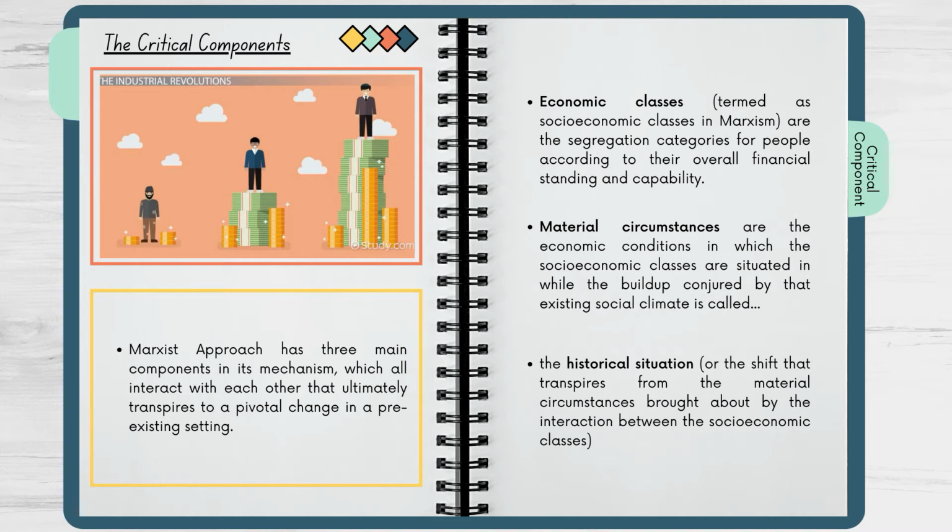Material circumstances are the economic conditions in which the socioeconomic classes are situated in, while the build-up conjured by that existing social climate is called the historical situation, or the shift that transpires from the material circumstances brought about by the interaction between the socioeconomic classes.